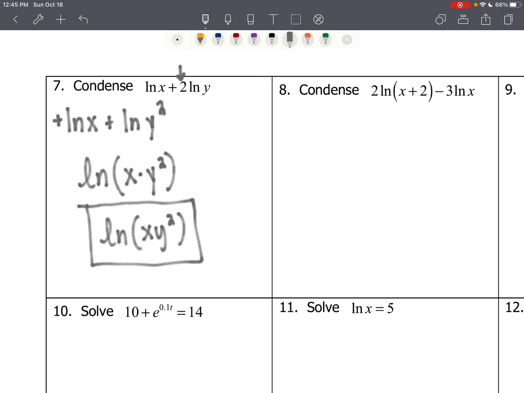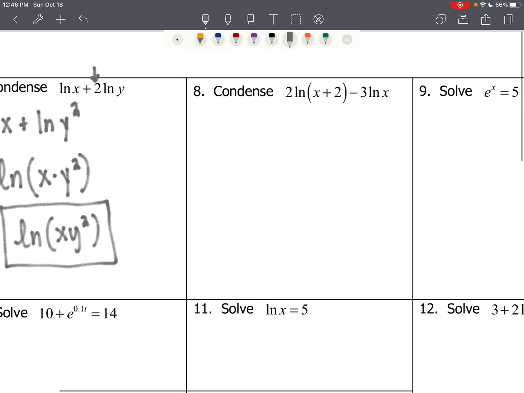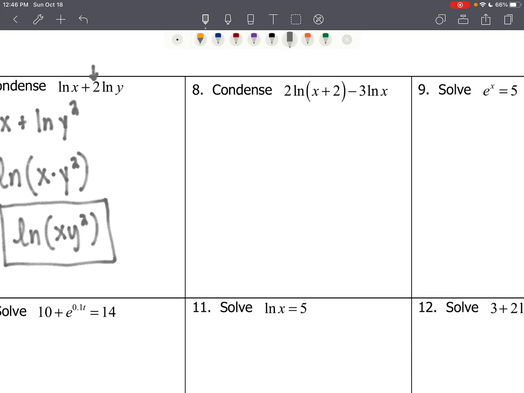Okay, let's condense 2 times the natural log of x plus 2 minus 3 times the natural log of x. And you can try this one, see if you've got it. And if you're back with me, hopefully you're ready for an answer. I'm going to have the natural log of a fraction. We'll have x plus 2 quantity squared in the numerator, and then we'll have x cubed in the denominator.